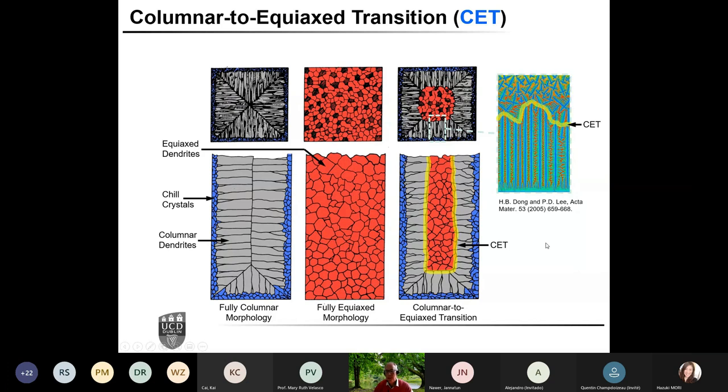And on the right here is a simulation of that from Hong Biao Dong and Peter Lee, the columnar growth being blocked by the formation of equiaxed grains ahead of the advancing columnar front, leading to a columnar to equiaxed transition. And all of this would be affected very much by gravity.